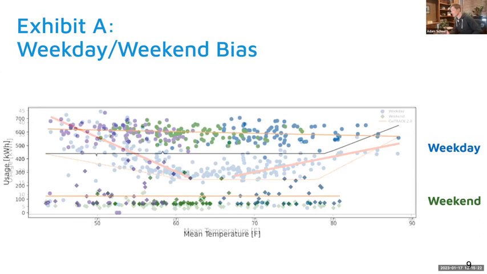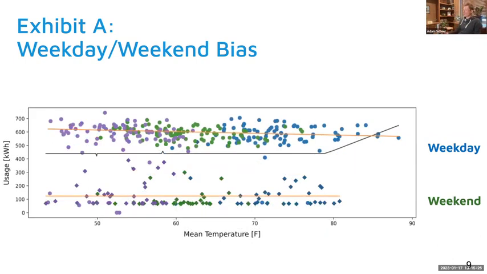A very clear example of that is this meter, where the circles are the weekdays and the diamonds are the weekends. The original CalTrack 2.0 model is this black curve. Eyeballing the weekdays and weekends, it's very clear that there's really not a temperature dependence in this meter whatsoever. But because the hot days in this case occurred on the weekdays, the model, trying to split the difference between weekends and weekdays, ends up assigning a balance point temperature and a pretty significant slope. So this is obviously an issue.